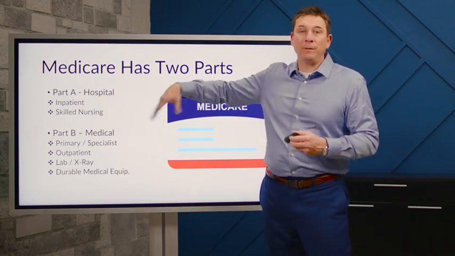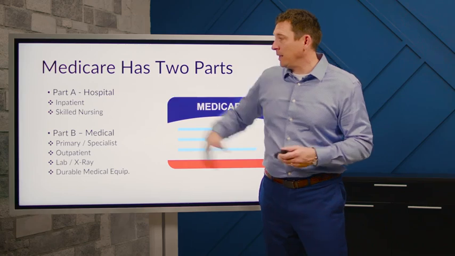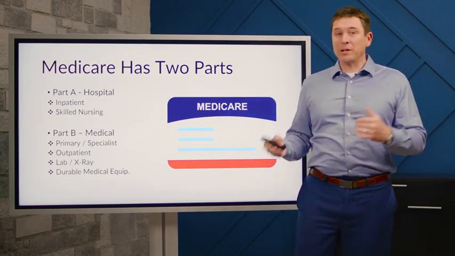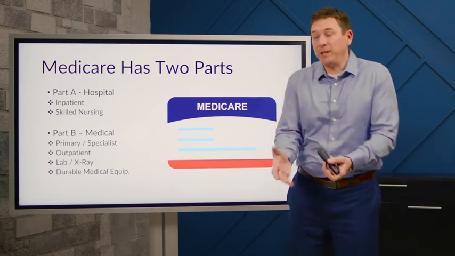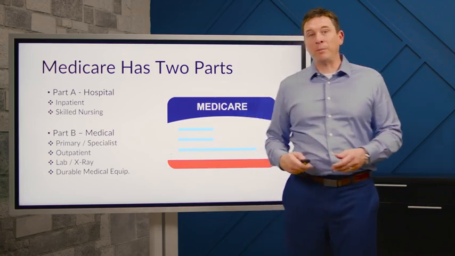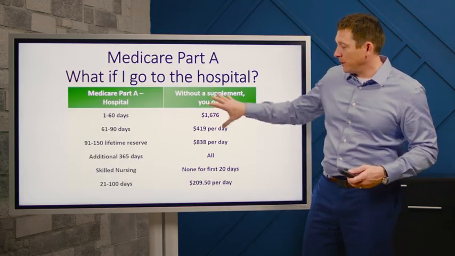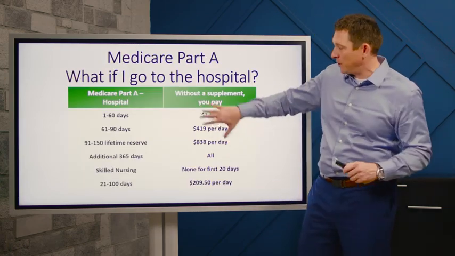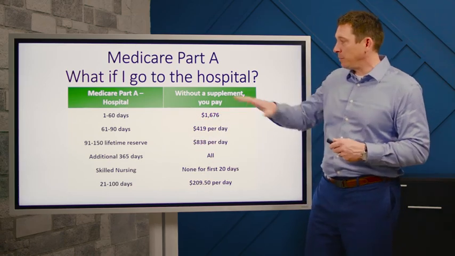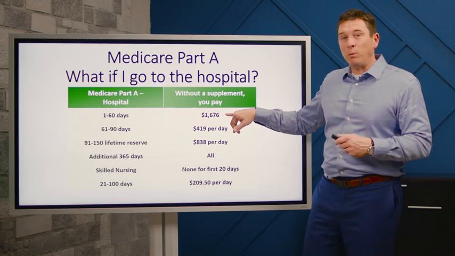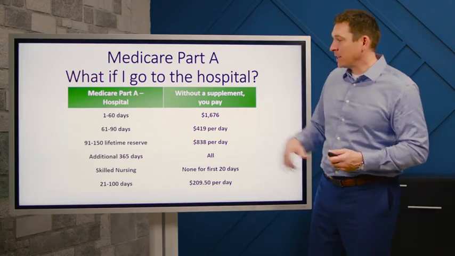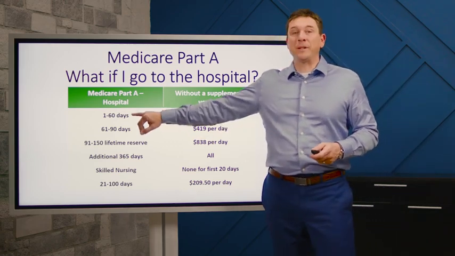That's your hospitalization. If you're admitted to a hospital, Part A kicks in. Part B is everything outside the hospital. Primary care doctor, specialists, emergency room, even your outpatient procedures all fall under Part B. These are the two parts of Medicare. So Part A, if you're admitted to a hospital, this shows you, if you have no supplemental insurance, this shows you your out-of-pocket exposure. So day one, under your hospitalization, Part A, you're admitted to a hospital, you pay $1,676. These are 2025 numbers. This is your hospital deductible. It will cover you for up to 60 days.